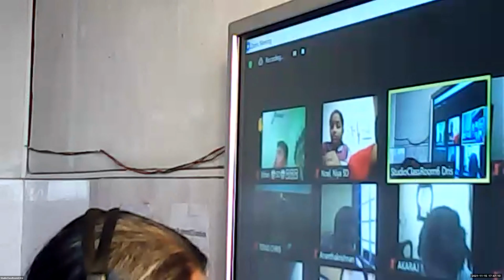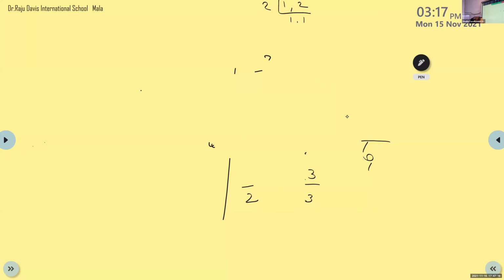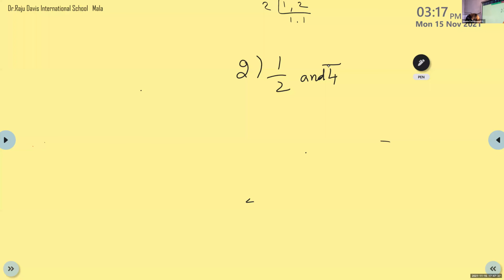Yes or no? Can you show another example? Yes, another example I will give you now. You can try to do it. If you are not getting, I will tell you. Another example, you can write it. 1 by 2 and 1 by 4. Second example, you write and see. First you find out LCM. Ma'am, in rough book or no? Rough book. Tomorrow we can do in class notes. 1 by 2 and 1 by 4.